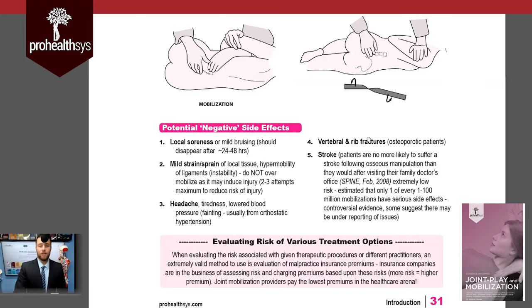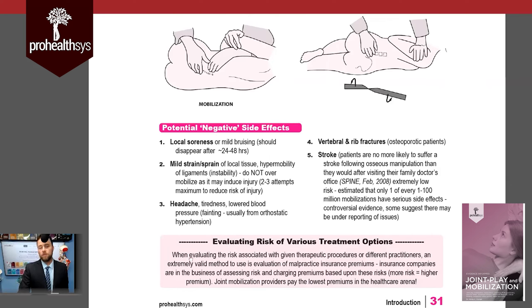Okay, all right. Next thing is going to be stroke. Your likelihood of having a stroke is no greater than going into a family doctor's office. And this is from the Spine Peer Review Journal from February 2008. I say that 1 in 200,000 because that's what some neurologists will quote. At the ultra high end, most estimates are between 1 in every 1 million or 100 million. So the chances are super low. Okay. And I give you a reference for that so you can look it up. There's other references too you can see.